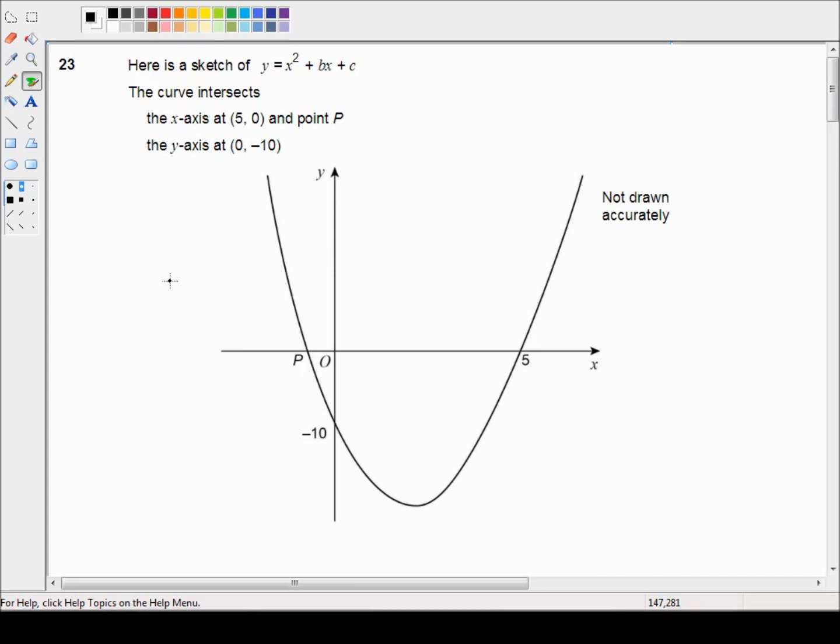In this video we're looking at the June 2017 past papers. This is the third paper in the higher tier. It is a calculator paper, so we are allowed to use calculators, and we pick it up in question 23, which reads: here is a sketch of y equals x squared plus bx plus c. The curve intersects the x-axis at 5, 0 and point P, the y-axis at 0, minus 10.